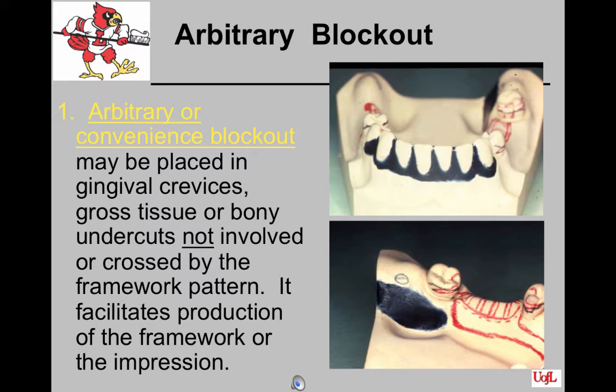Let's talk about various types of blockout. First, there's arbitrary or convenience blockout. It may be placed in, say, the gingival crevices, gross tissue or bony undercuts not involved or crossed by the framework pattern. Its purpose is to facilitate the production of the framework or the impression.